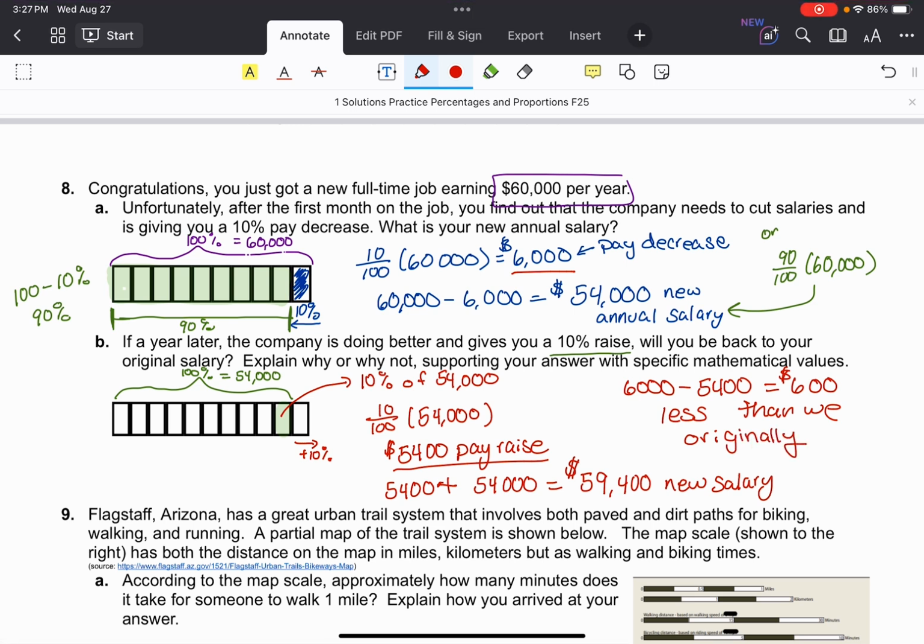And that's partly due to that 10%. The original was 10% of 60,000, while in the pay raise, it was 10% of 54,000. So be careful when people tell you that the market went down 5% and then it went back up 5% the next day, because those are not the same numerical values. Hopefully this helps you visualize and think about percents of a percent, and how we need to tread very carefully when dealing with percentages.